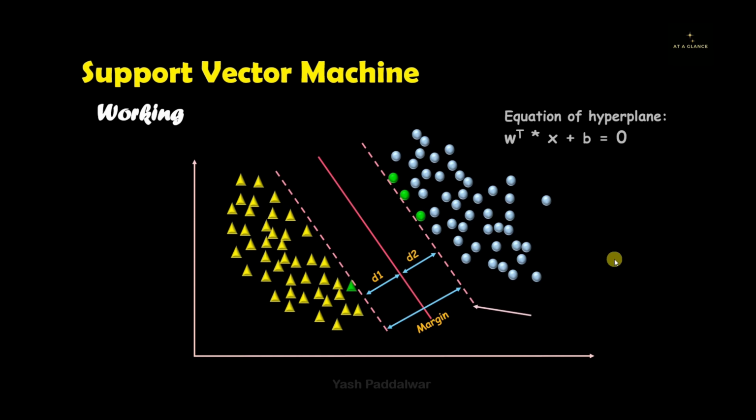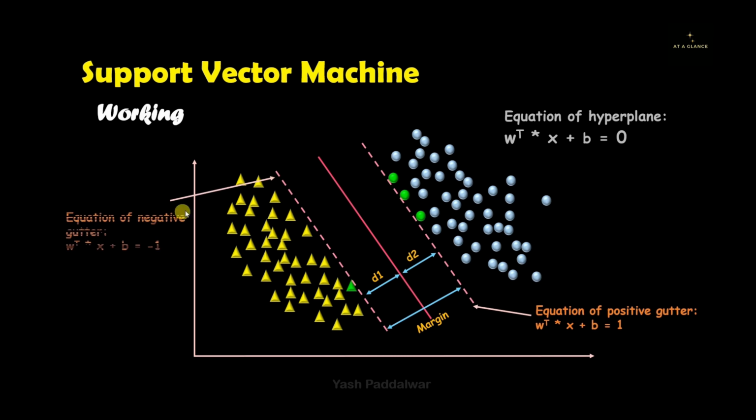Now let's take the second case where we have got the margin distance higher than the previous one. The equation of the positive gutter is given as W transpose X plus B equals 1. Now why 1? Because this is towards the positive class, therefore it will be positive 1 on the right-hand side of this equation. Similarly, the equation of the negative gutter will be W transpose X plus B equals minus 1. Why minus 1? Because this gutter is of the negative class, therefore the sign here is negative.